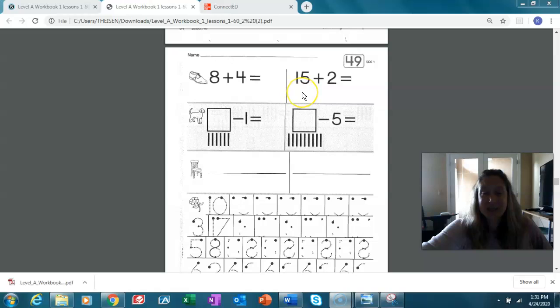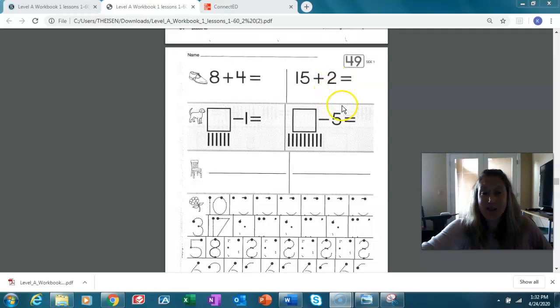Okay, let's go on to the next problem. Once again, we are plussing a number. So I need you to touch the number that you are going to make lines for. Are you touching the 2? If so, good job. The 2 is the number that you're plussing. It says plus 2. So you are going to make lines under the 2. How many lines are you going to make? 2 lines. Make your lines.